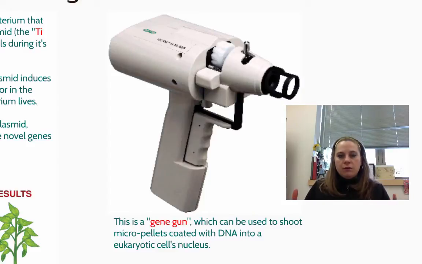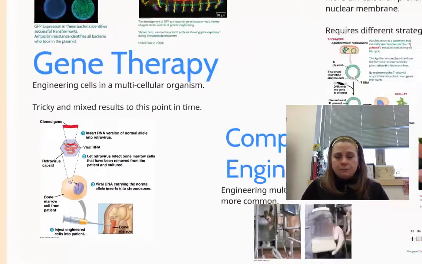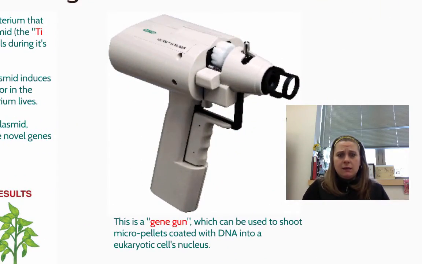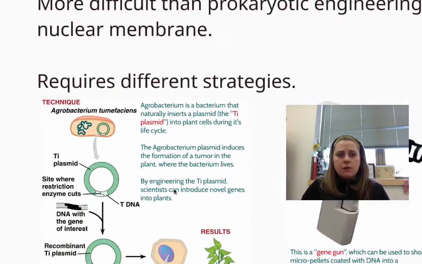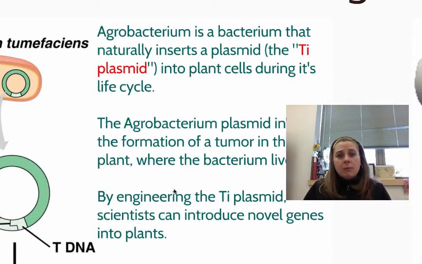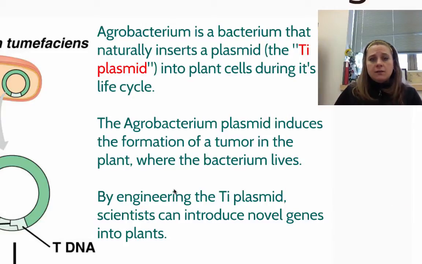It's a funky thing from Bio-Rad, a gene gun. You shoot tiny micro pellets coated with DNA into the nucleus so that you can basically inject the gene that you want into the actual nucleus of the cell, which is neat, right? There are lots of different strategies. Agrobacterium is a good one because it naturally inserts the plasmid during its life cycle. So you can use it as a vector to move the gene right into plants.